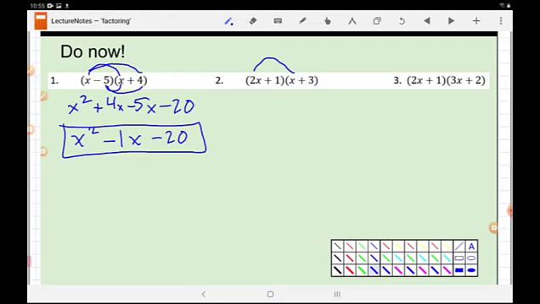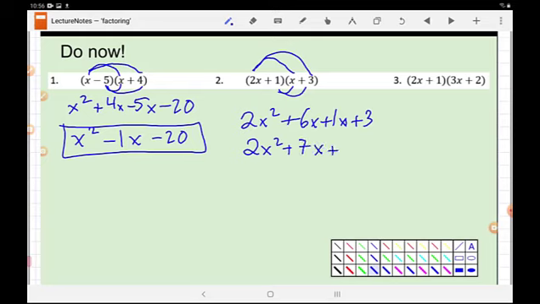Let's do the next problem. First terms, 2x squared. Outer terms, 6x. Inner terms, 1x. And last terms, plus 3. So we have 2x squared plus 7x plus 3.